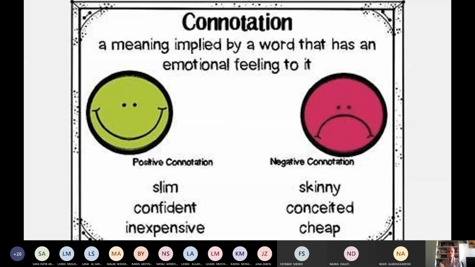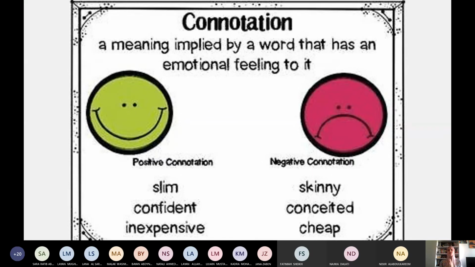Negative, conceited. Positive connotation, expensive. Negative, it's cheap. Again, I can say a word to you, and this word brings something to your mind. Maybe I have a positive attitude, so I get a positive connotation about it. When they say Salma, I know Salma is skinny. But if I am a positive person, she is slim. She is a confident person.